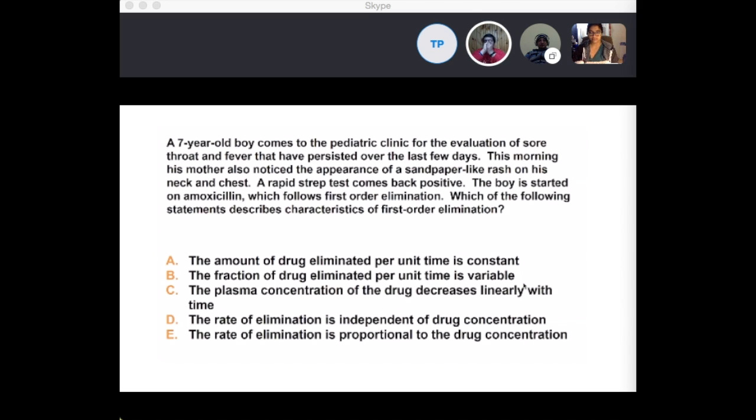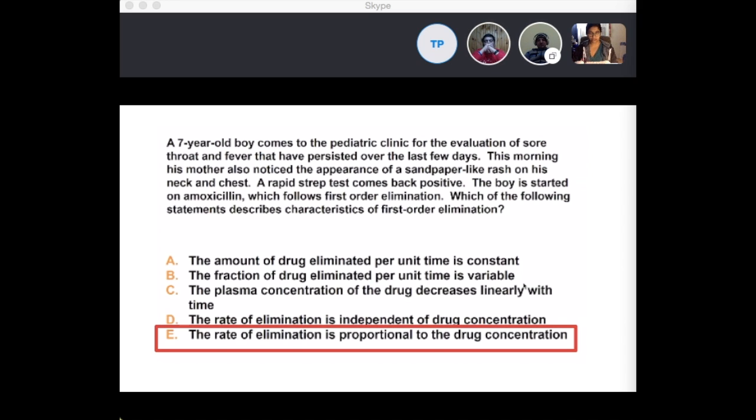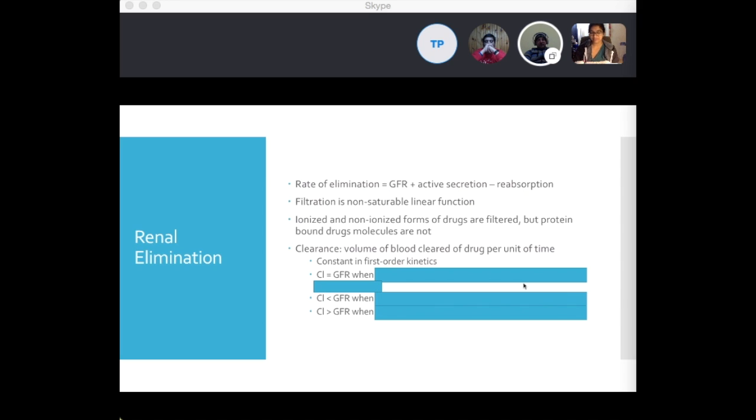E. Yes. Rate of elimination is proportional to the drug concentration. Awesome. And everything else is zero order. Okay. Alright, so there's one other type of elimination that Kaplan mentions that I wanted to include, renal elimination. And they define it as the glomerular filtration rate plus active secretion minus resorption.